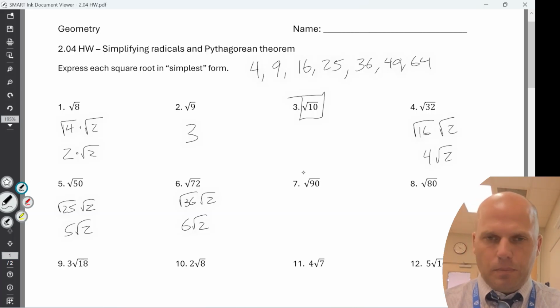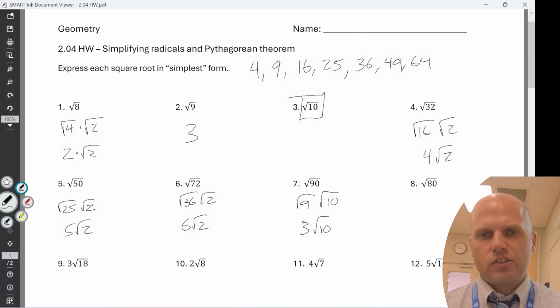Try a bunch of them. Get the biggest one for root 90. Root 90 is root 9 times root 10. 3 root 10 is the simplified root 90.